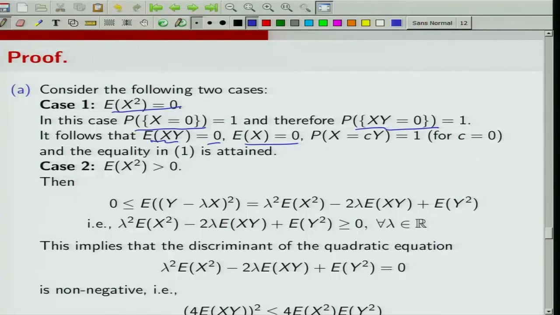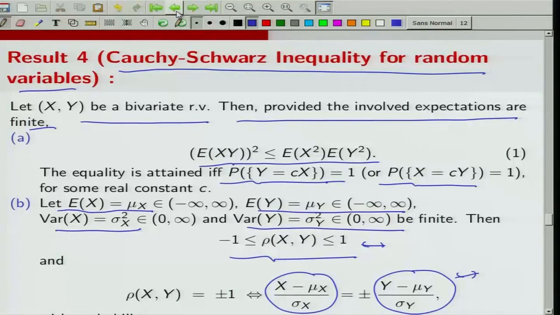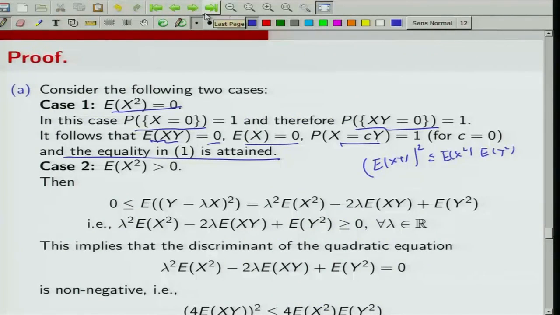So, in this case probability X equal to cY is 1 for c equal to 0, because X is 0. So, we have equality in the Cauchy-Schwarz inequality, which is the expected value of XY whole square is less than or equal to the expected value of X square into the expected value of Y square. This is what this inequality said. So, here the expected value of X square is also 0, the expected value of Y square is also 0, because X is 0 with probability 1. So, on both sides you get equality, and in this case you know that X is the same as cY for c equal to 0 with probability 1.